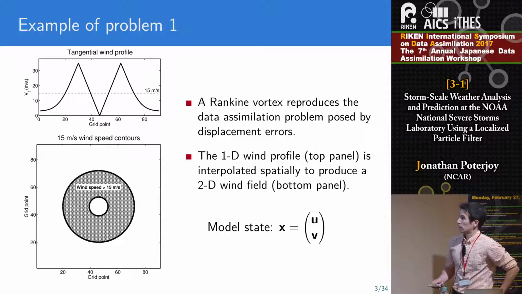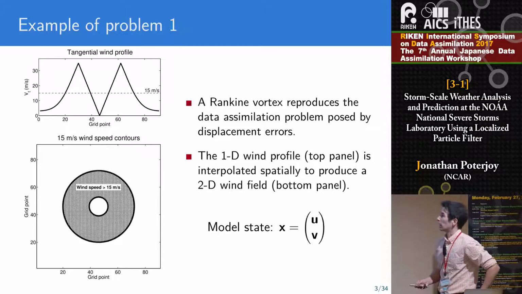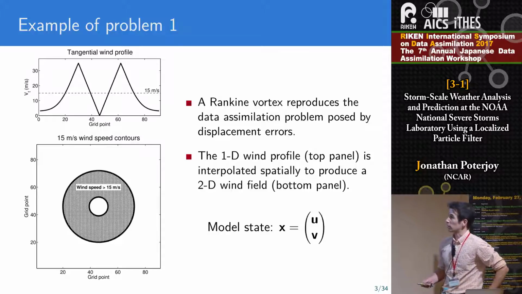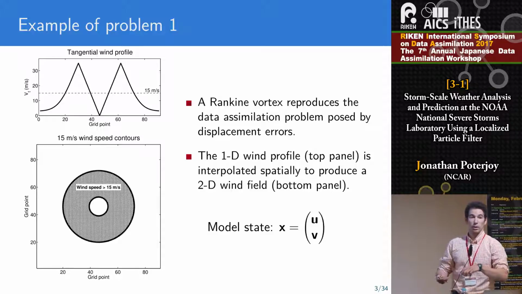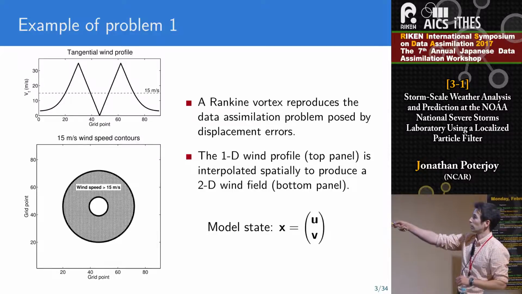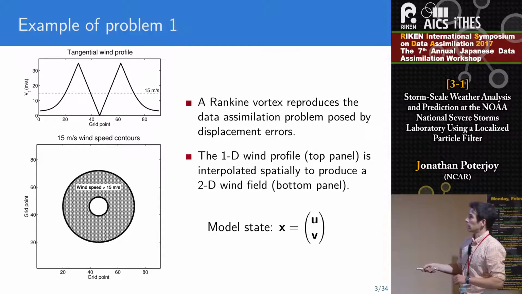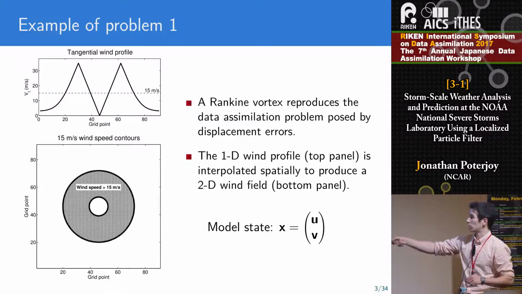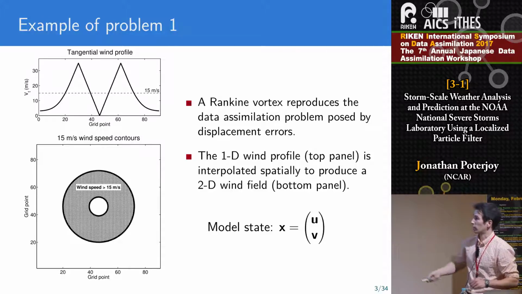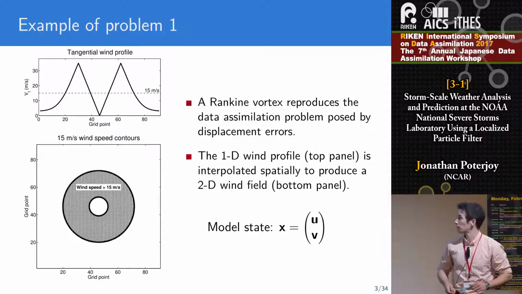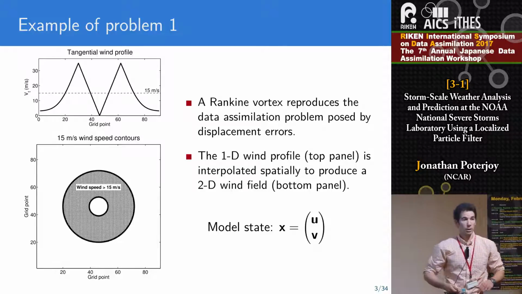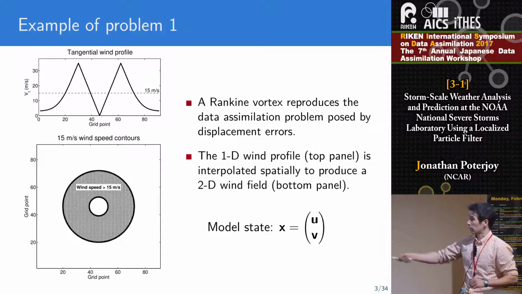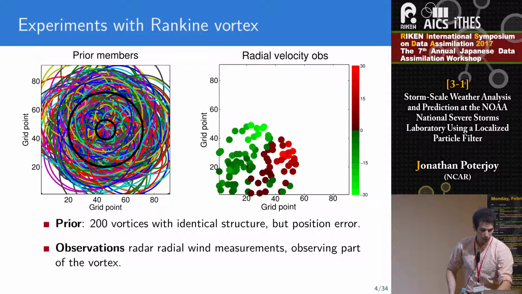The first problem I mentioned is this displacement error issue. And it's very easy to reproduce this problem just using any discrete structure that you have. So what I'm going to do is take an axisymmetric vortex modeled by a Rankine vortex, which has a profile that looks like this, and turn that into a two-dimensional wind field, which I'm showing here at the bottom. The hatched region is just where we have wind speeds that are greater than 15 meters per second. And I'm going to use this to create a state vector x, which has two components of wind in the x and y direction. And this is our model for our current application.